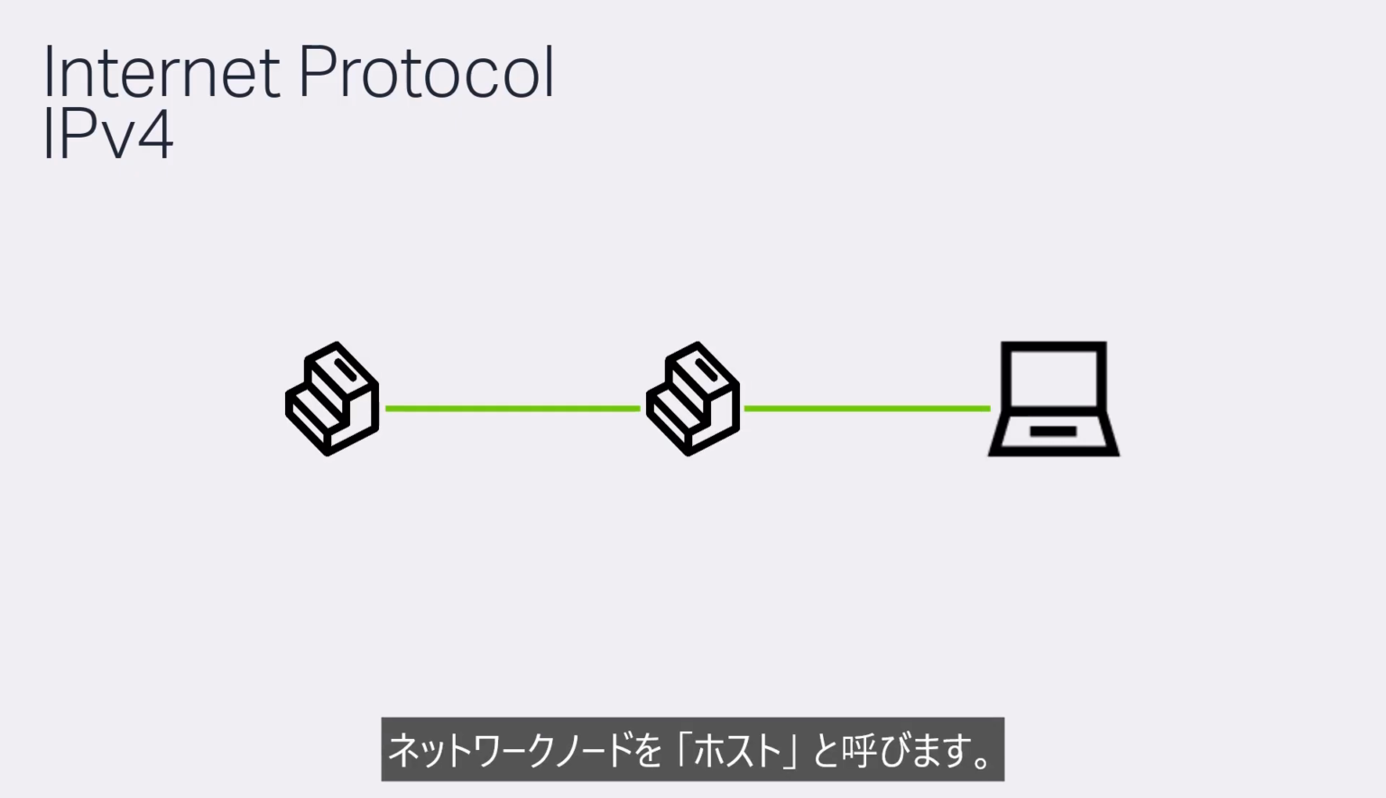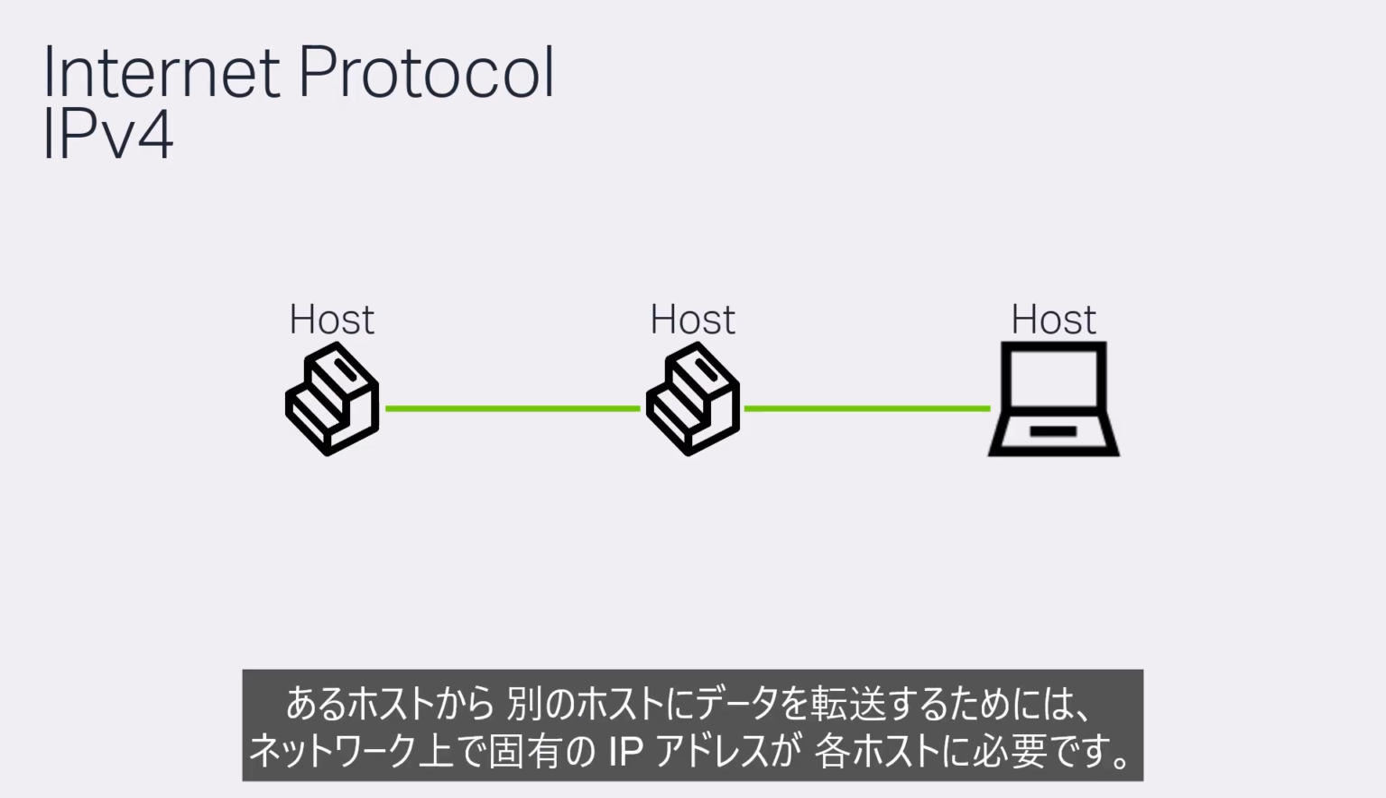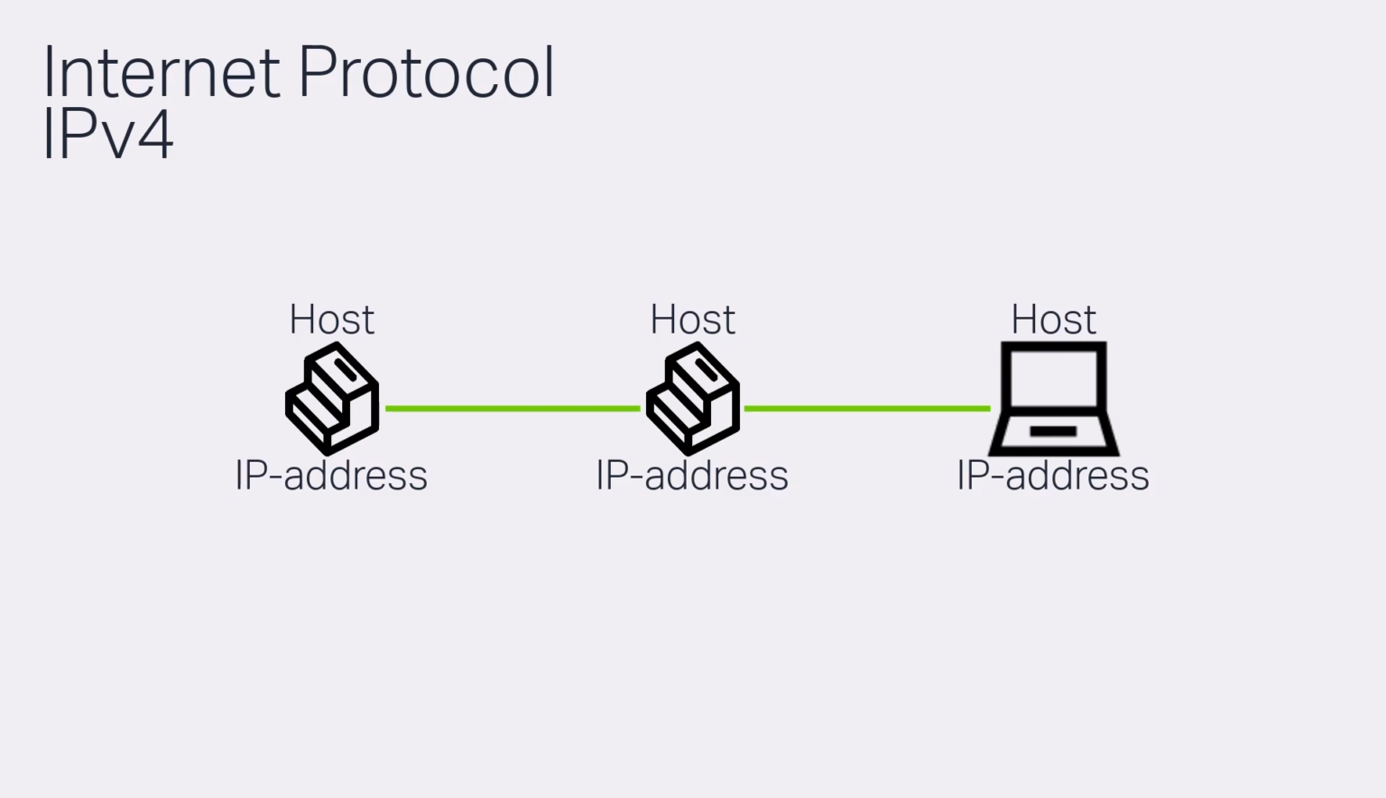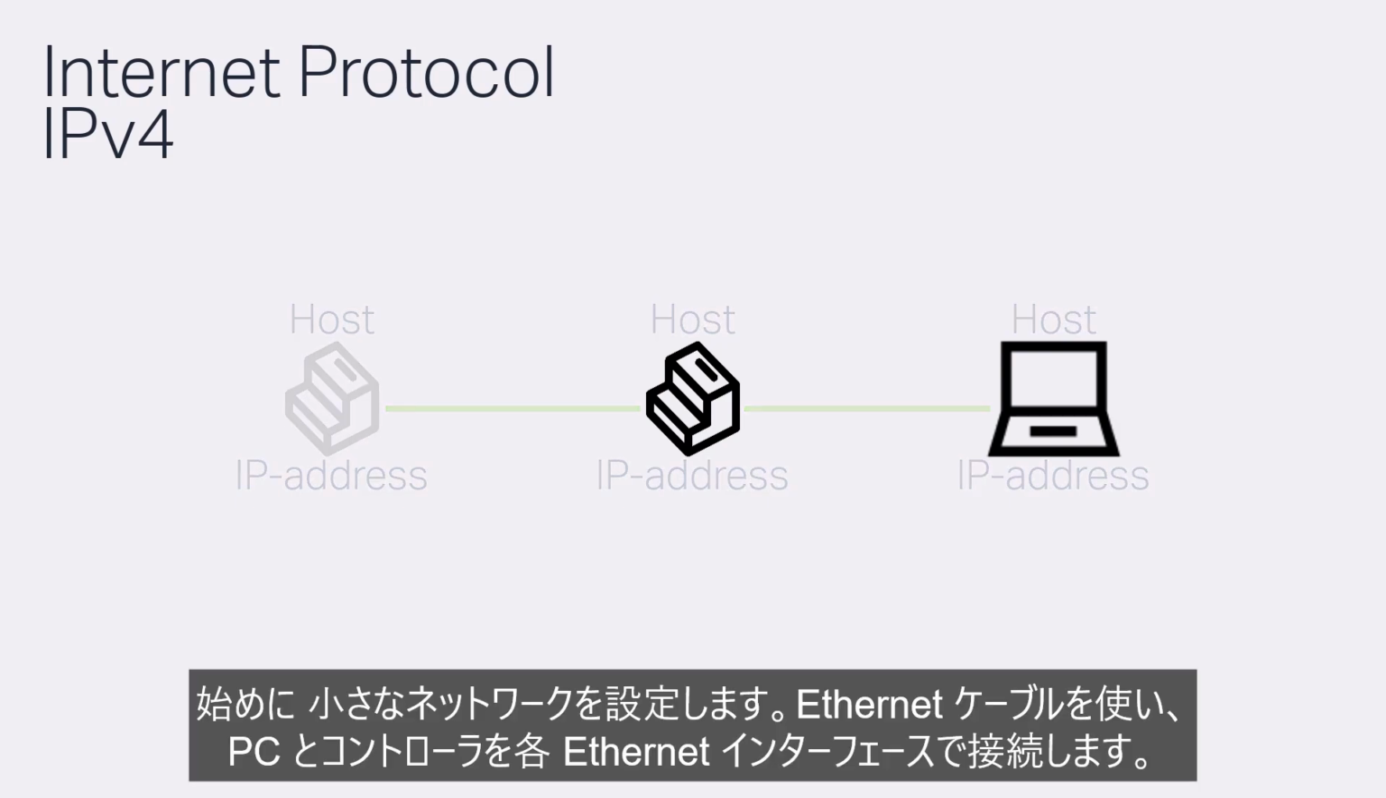Network nodes are called hosts. To enable data to be transferred from one host to another, each host needs a unique IP address, which is unique on the network. If two nodes have the same address, this is called an IP address conflict, and data transfer, namely communication, is no longer possible.